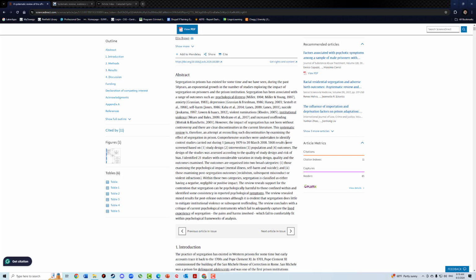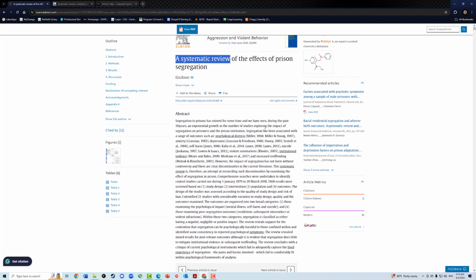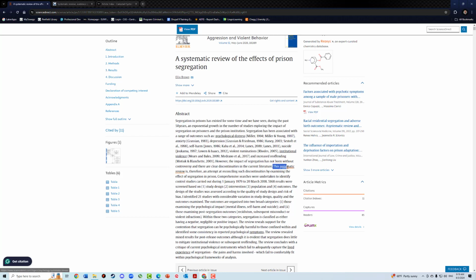But this is a systematic review, okay? And how do you know it's a systematic review? It says systematic review there, but sometimes it doesn't always say systematic review. So you must read here in the abstract, okay? So here they're already talking about other studies, but some peer-reviewed research does that. But here, this systematic review, all right?